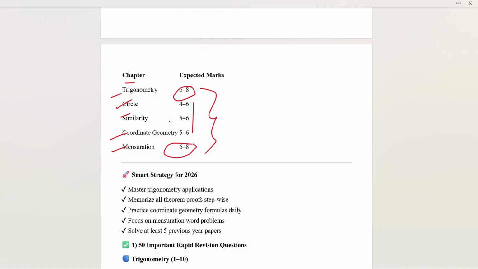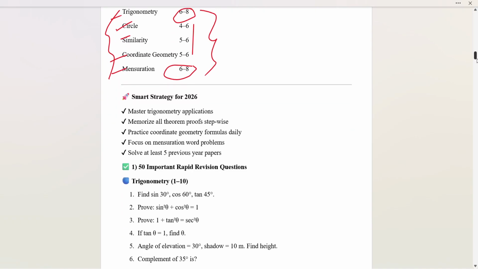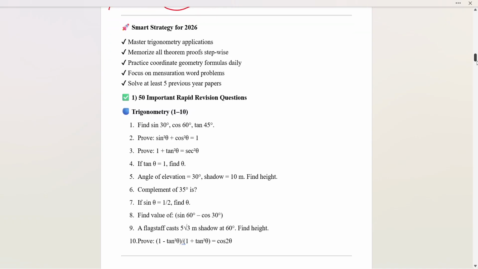So these 5 chapters are very important, and from them, trigonometry and mensuration give the most marks. So we'll prepare both chapters, trigonometry and mensuration. So move to the next. It is a small strategy for 2026.